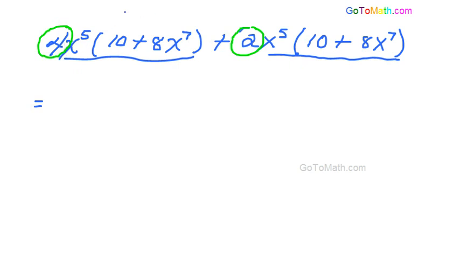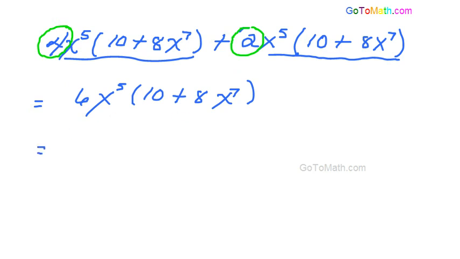That's the same as, let me do a little example here, 5y to the 6th plus 7y to the 6th. You notice that both of these powers are the same, so you can just add their coefficients. Same thing here, except it's a little more complicated. So we have 4 plus 2, which is 6x to the 5th, times 10 plus 8x to the 7th. That's a whole lot easier.